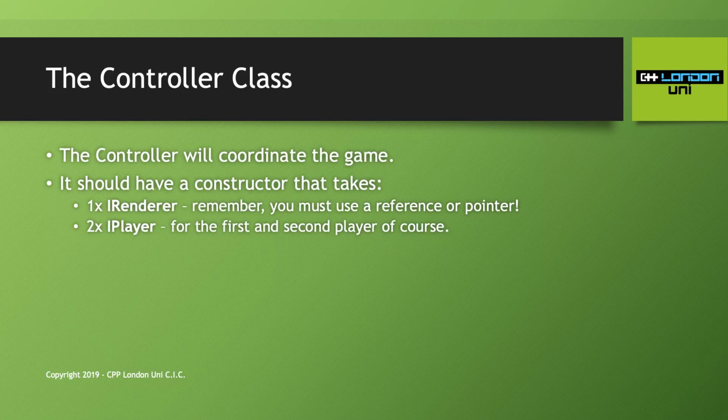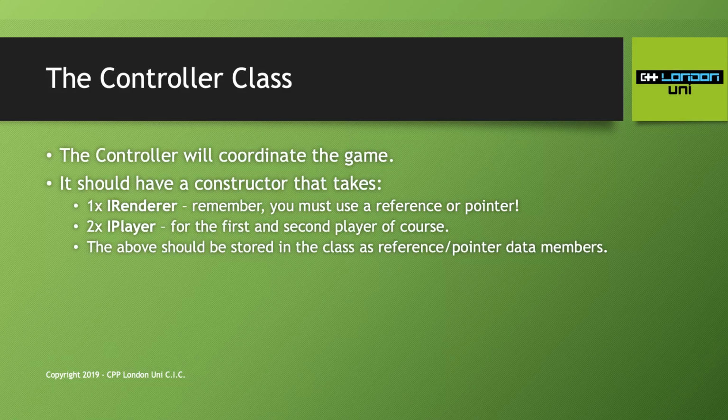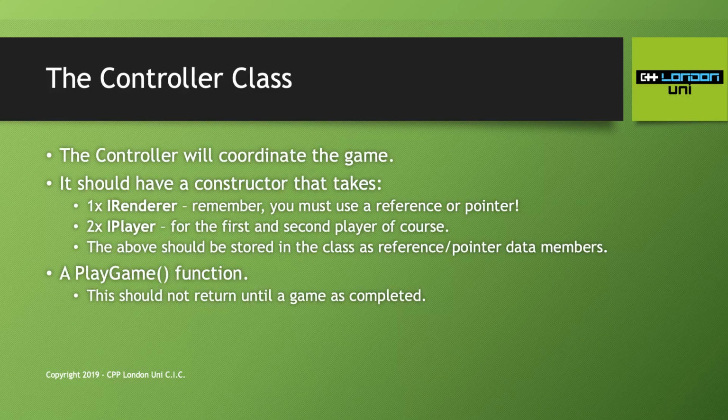You'll need to give it 2 players, so 2 iPlayers, of course. For this exercise, for this little project, they'll both be human player. We're only implementing human versus human. If you want to go off and have a computer player, feel free. And of course, just store them privately in the controller as references or pointer members. And of course, then you just want a play game function to kick everything off. Once you do call play game, it doesn't return until the board has been filled, or once you get around to it, someone has won.